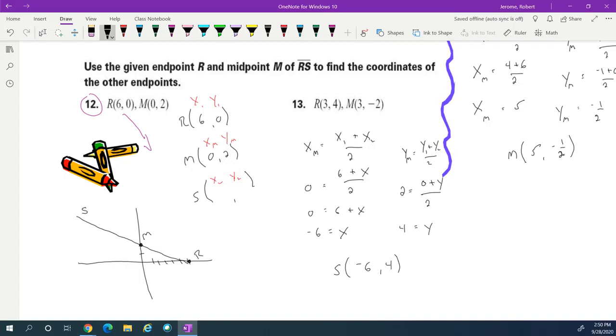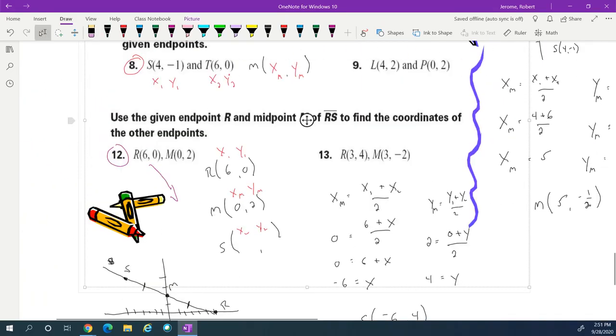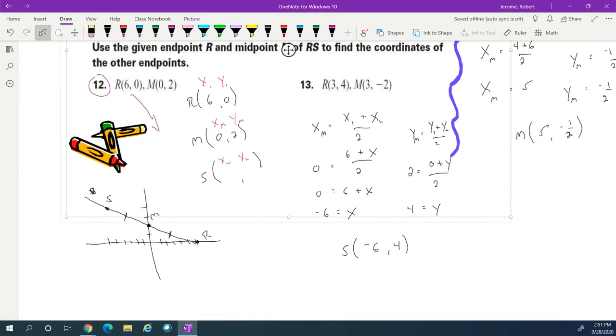And let's make sure that makes sense. If I go back to my graph, negative 6, 1, 2, 3, 4, 5, 6, and up 4. So 1, 2, up 4. So my S is really here. Well, I didn't know that, but now if I look at it, these look congruent. They actually look pretty good to me now. We found the other endpoint. This thing keeps moving. So we found the other endpoint is at negative 6, 4.